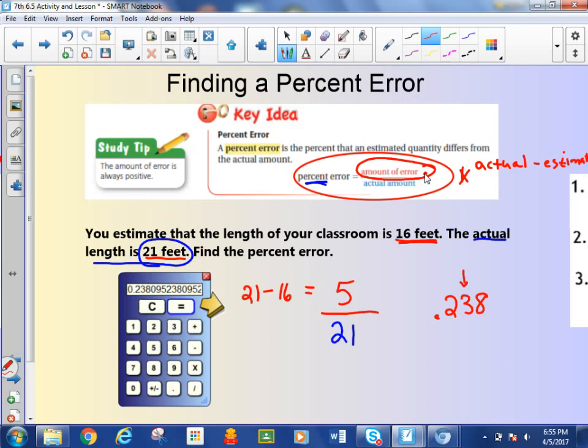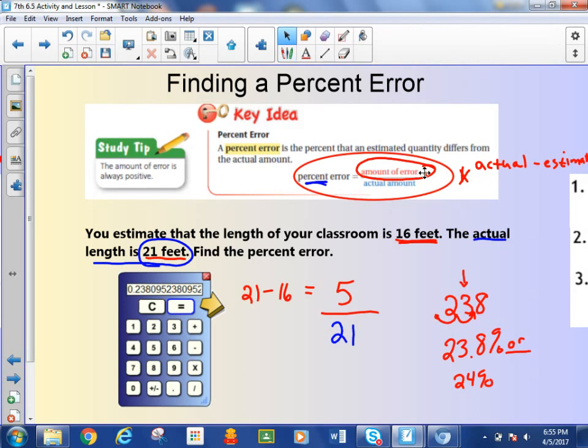So I could move this over, which would give me 23.8%, but we may want to round that to the nearest percent. It depends on how they ask for it. They might have us just leave it this way, or they might have us change that to the nearest percent, which would be 24%. So either of these will work. It just depends on if they ask you to round to the nearest percent or not.